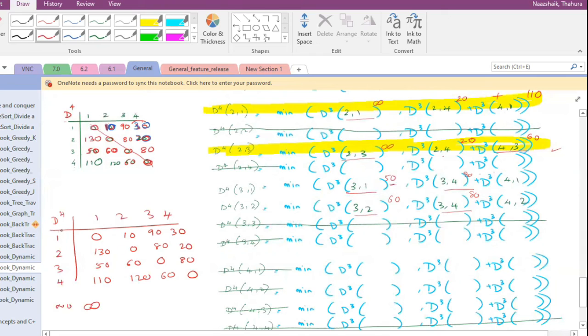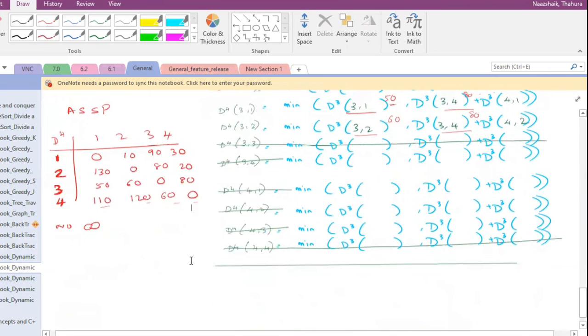No infinities means from every source, I can go to every other vertex. That is also shortest path, right? Let's verify that. All source shortest path. So if 1 is the source, I can go 1 to 1, obviously. I can go 1 to 2, 1 to 3, 1 to 4. Then if 2 is my source, I can go 2 to 1, 2 to 3, 2 to 4. If 3 is my source, I can go 3 to 1, 3 to 2, 3 to 3, of course, 3 to 4. And finally, if 4 is my source, I can reach all the vertices. So all source shortest path is found with this. Is this clear?